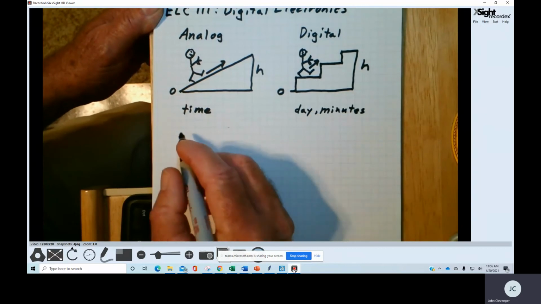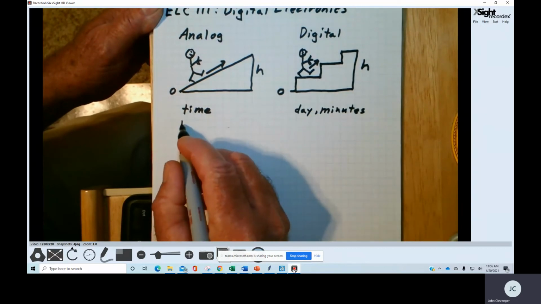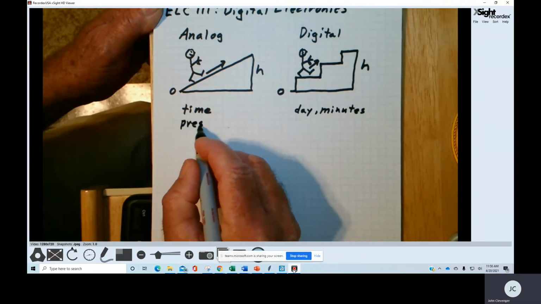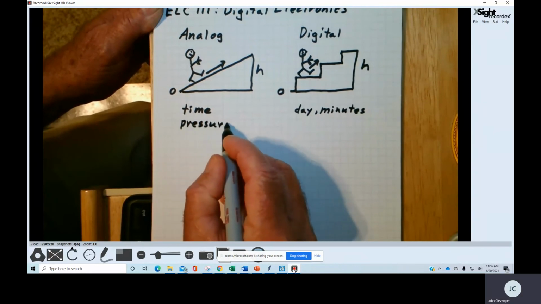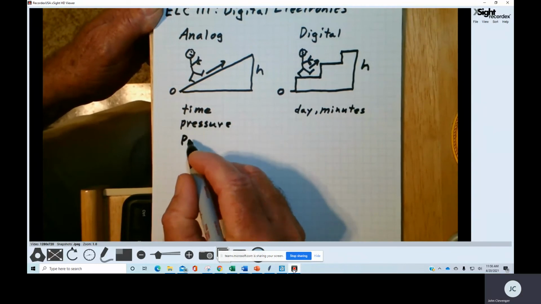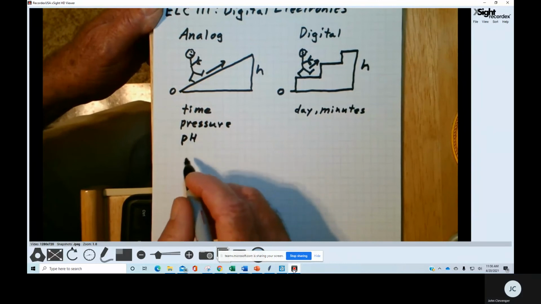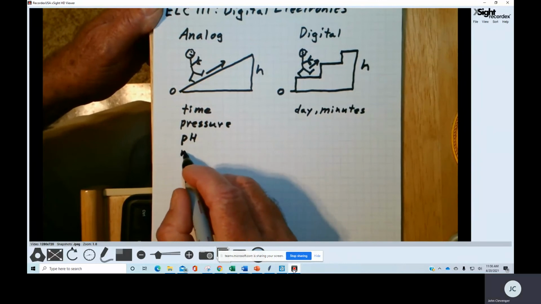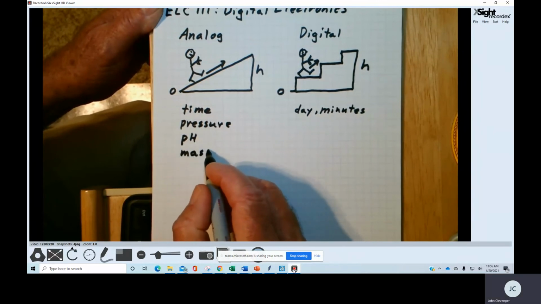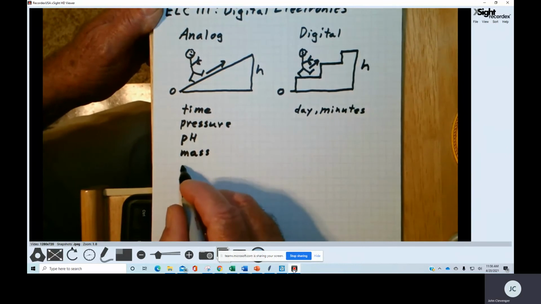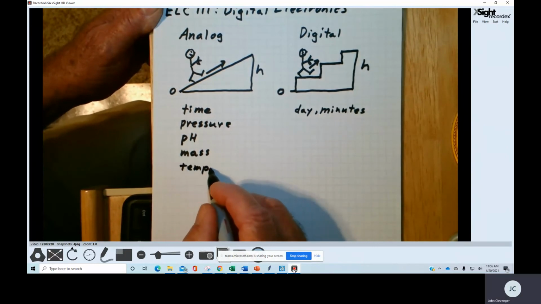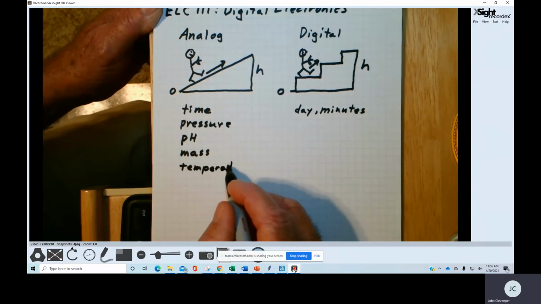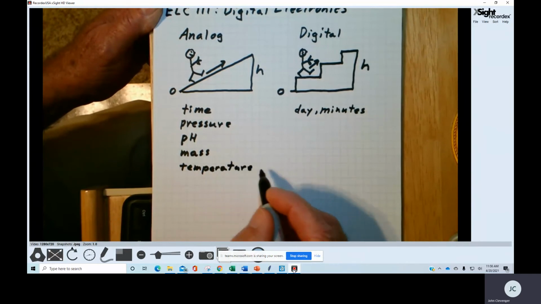Another analog quantity would be pressure. Another analog quantity would be pH. Another analog quantity would be mass. Another analog quantity would be temperature. And we could have this list go on and on and on.